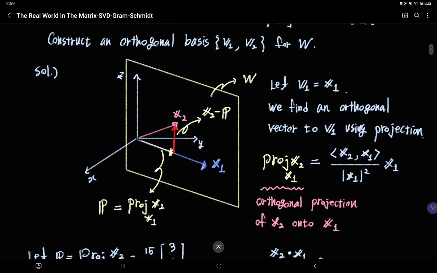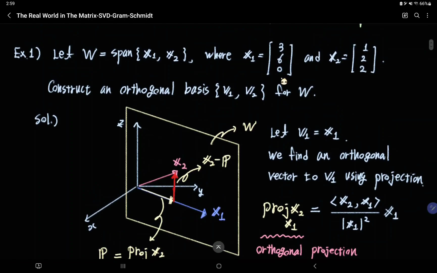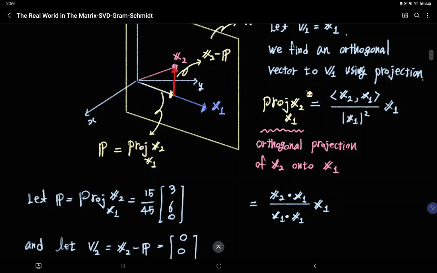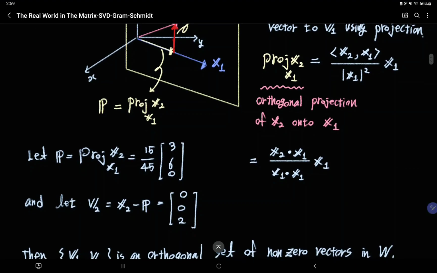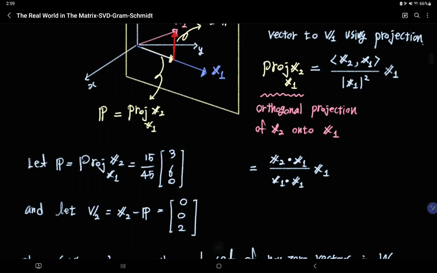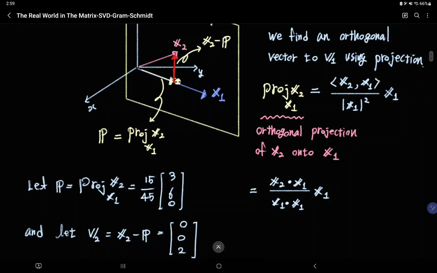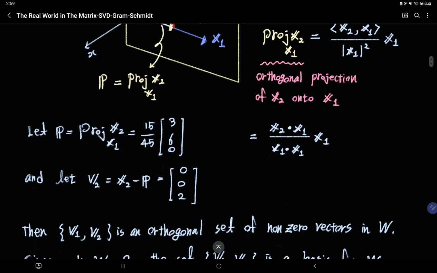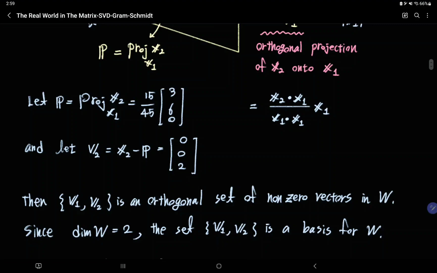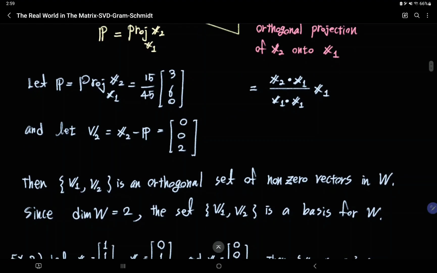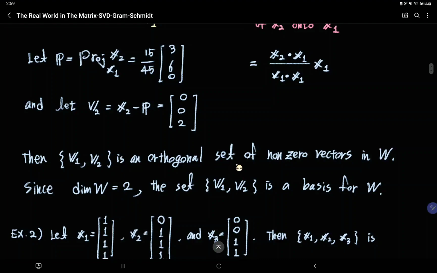To get the numbers, we put the numbers of x1, x2 into the formula. So that also gives the projection. We get this vector p. Let's say this is a vector p. We subtract the vector p from x2 to get the vector colored red right there, which is orthogonal to x1. That's going to be (0, 0, 2). So now v1, v2 are going to be an orthogonal set of non-zero vectors in W, and the dimension of W is 2.